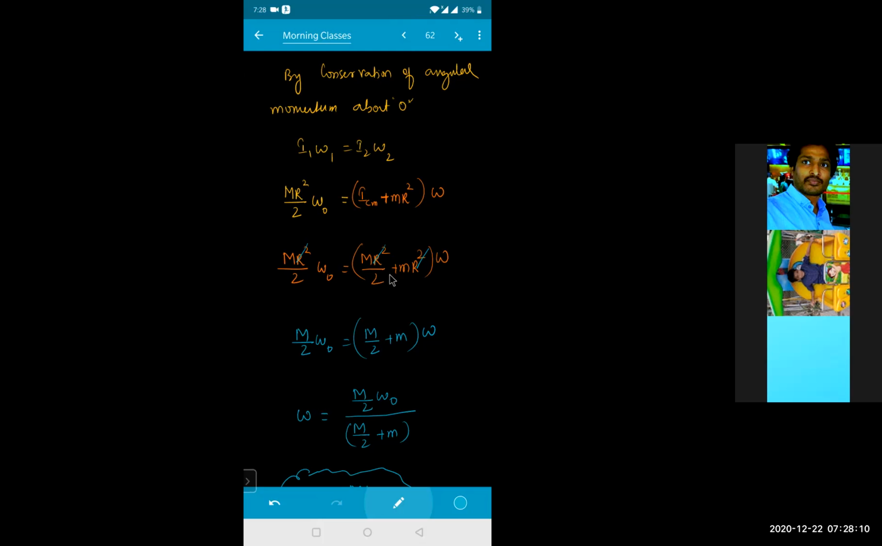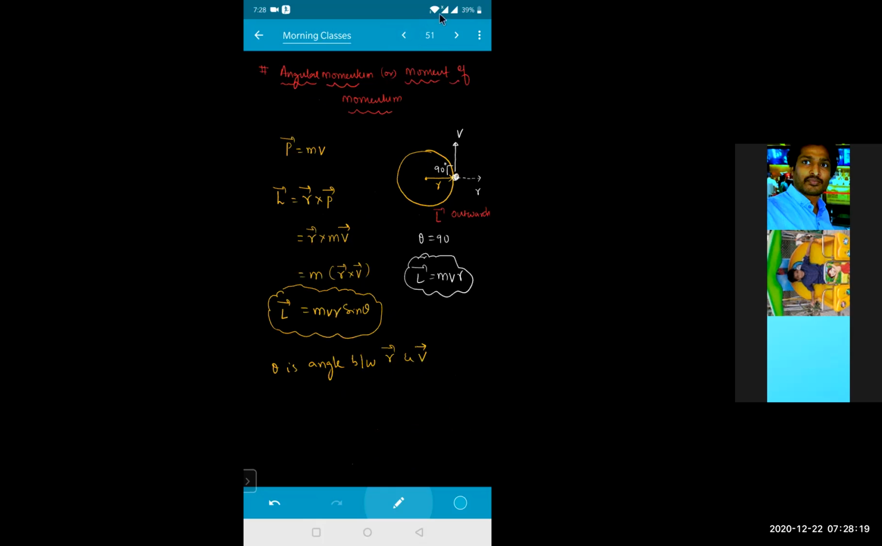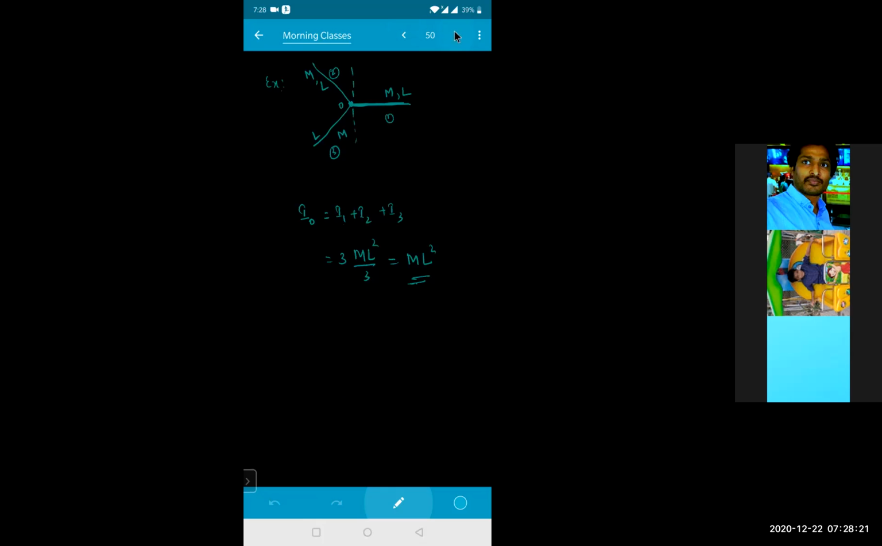Clear? So this is your introduction about angular momentum and conservation. We'll try to do the numericals based on this in tomorrow's session of the class.